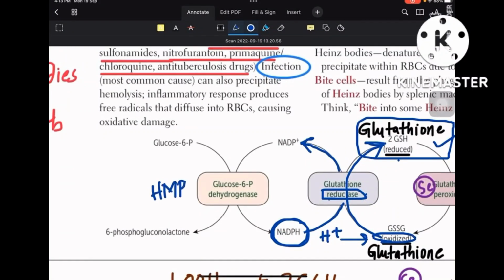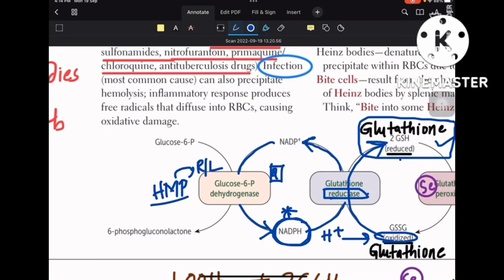As already discussed in one of the mnemonics videos, guys, for the HMP pathway, the rate limiting enzyme is glucose 6-phosphate dehydrogenase, right? So in the HMP pathway, the rate limiting enzyme glucose 6-phosphate dehydrogenase helps us in providing this NADPH that is required for this cycle to run. See, glucose 6-phosphate dehydrogenase converts glucose 6-phosphate into 6-phosphogluconolactone.